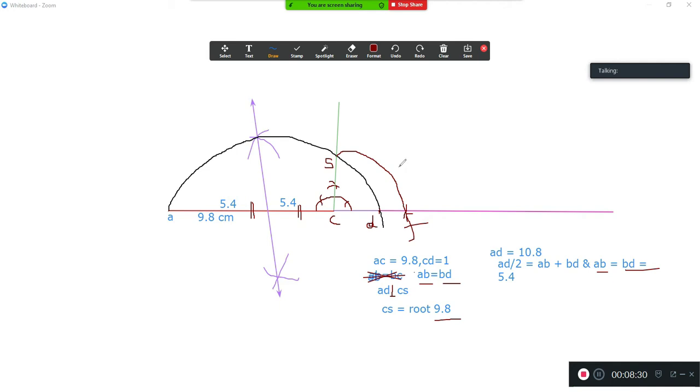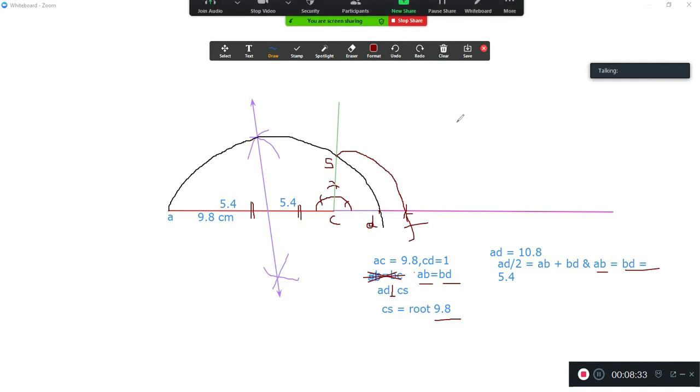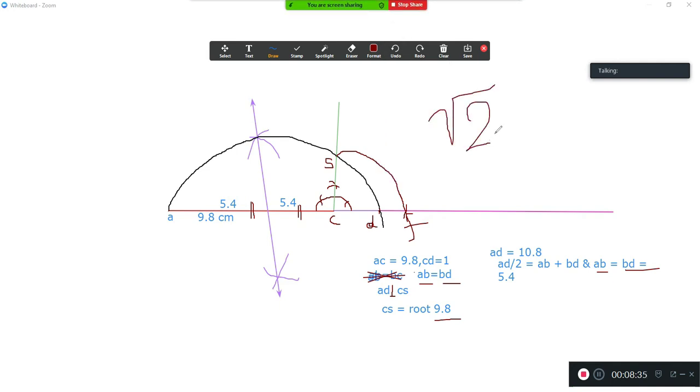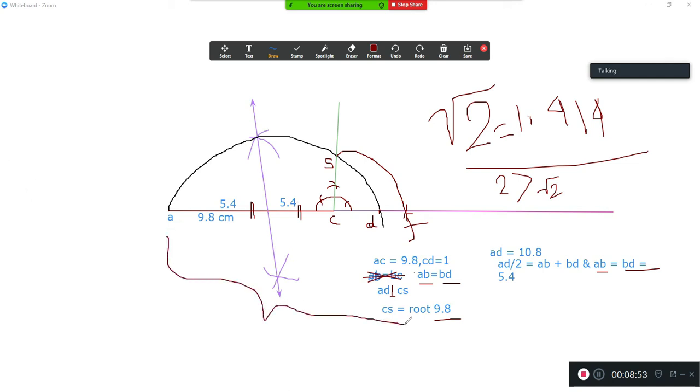Now if I consider root of 2, then it's 1.414. Here 2 is obviously more than root 2, but in this case root over 9.8 is greater than 9.8. See, you can see root over 9.8. I am saying this one as root over 9.8, right? So how could this happen?